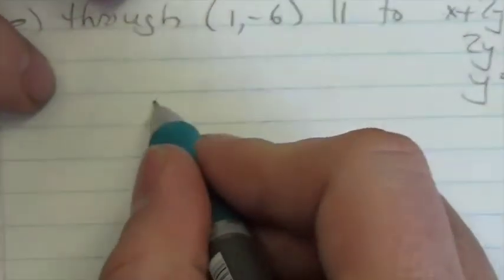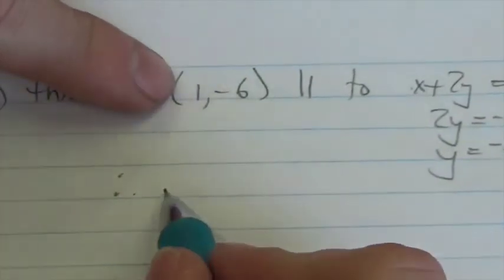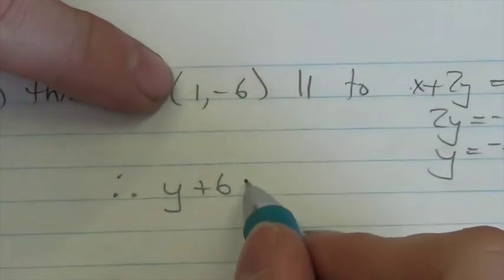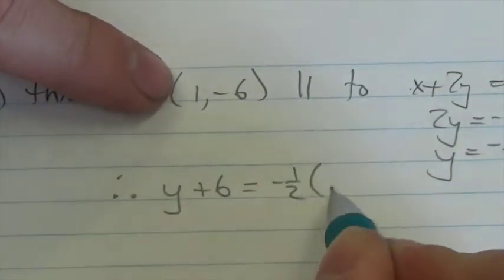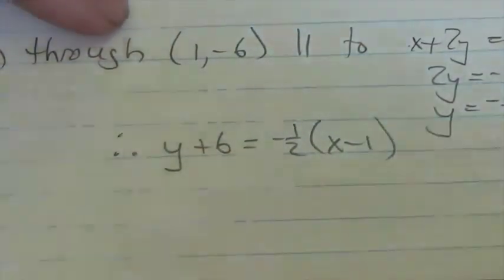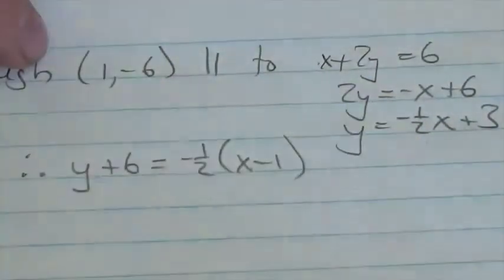Okay? Now, I know that my line is going to go through this point right here, so my equation would therefore be y plus 6, okay, minus negative 6 is equal to negative 1/2 x minus 1. Okay, there you go. So I grabbed the slope from this line because it was supposed to be parallel to it, going through that point right there.